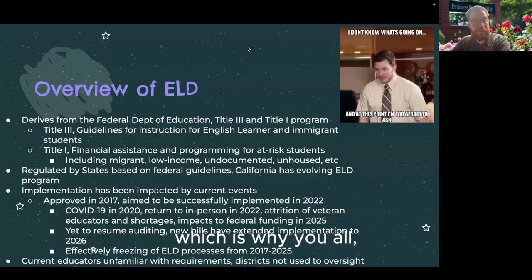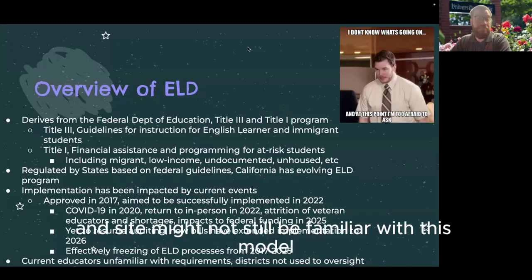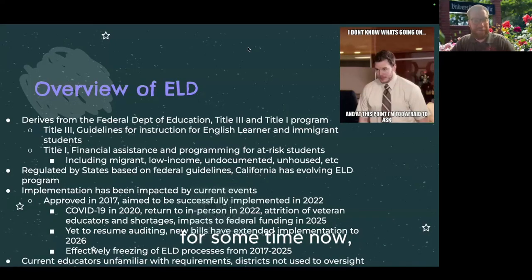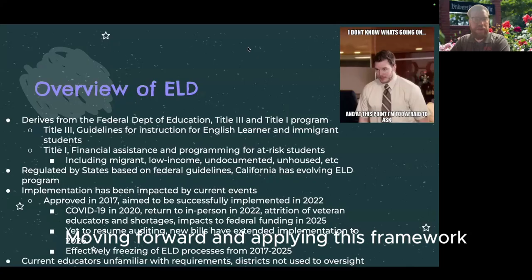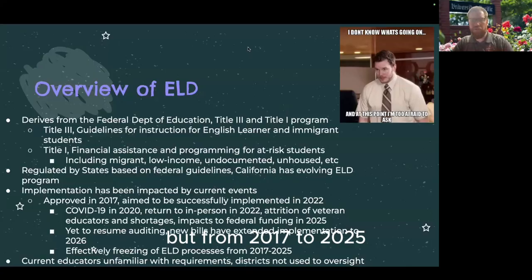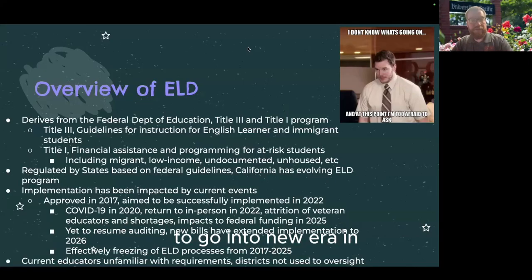That is why, depending on the year you're watching this, you might see that your mentor teachers or other teachers at the site might not still be familiar with this model, because we haven't really had a functioning model of English language development for some time now. And so in 2026, new bills have been extended to fully implement this framework moving forward. They are going to begin auditing schools to make sure that they're in compliance with English language development. But from 2017 to 2025, there was just not a lot of growth. And so English language development is really beginning to go into a new era in California.